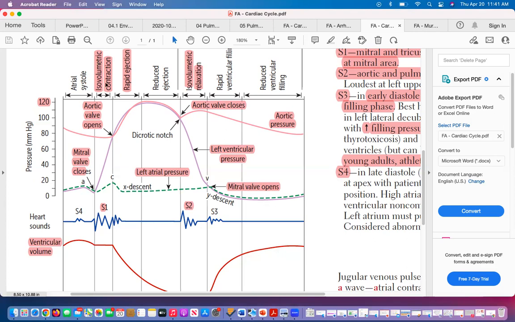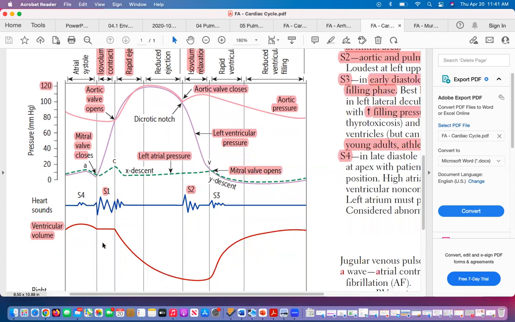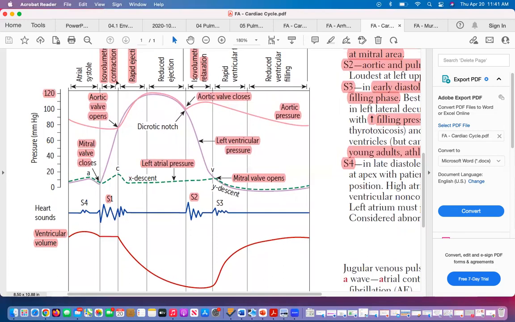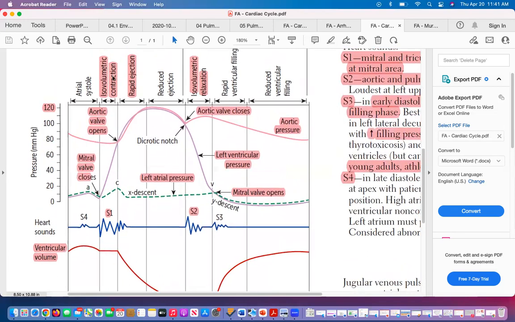So why is this called isovolumetric contraction? Because in this interval, as you see, the ventricular volume was the same. The ventricular volume didn't change in the interval that the ventricle was trying to overcome the aortic pressure. That is why we call it isovolumetric contraction. It means that the left ventricle is contracting, but the volume of blood inside it is the same.